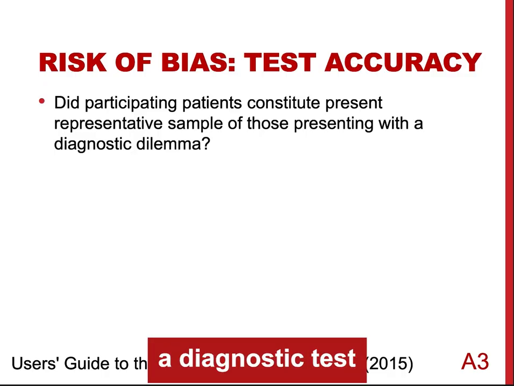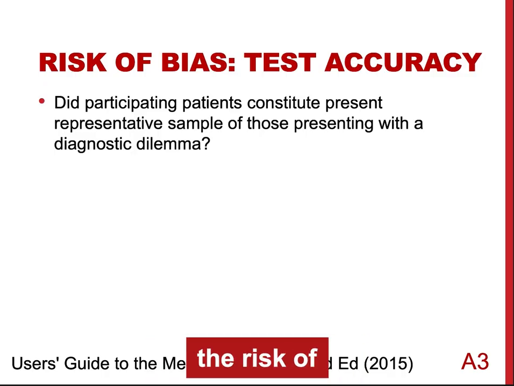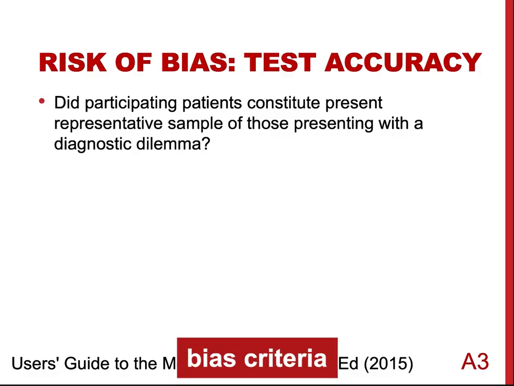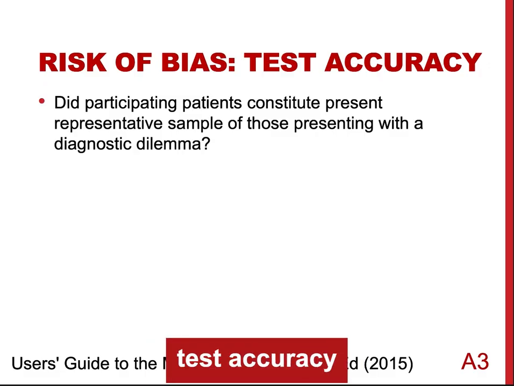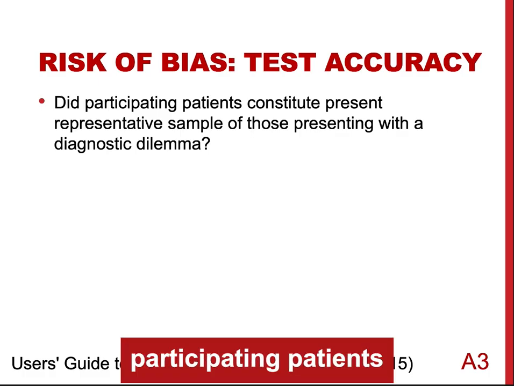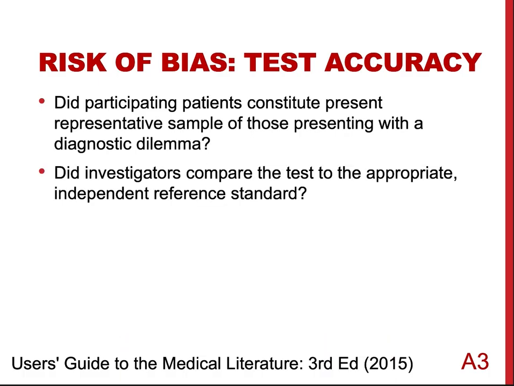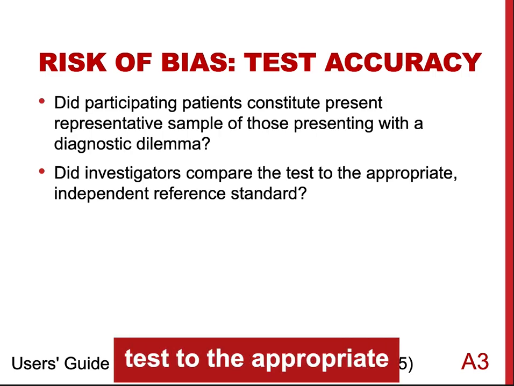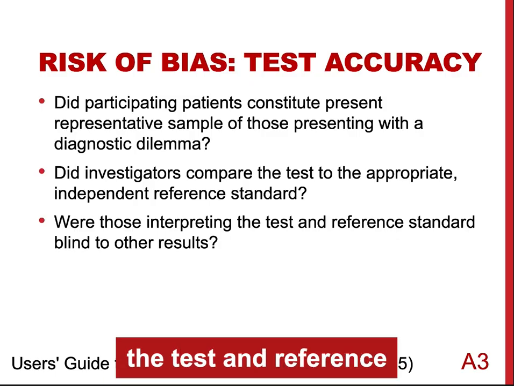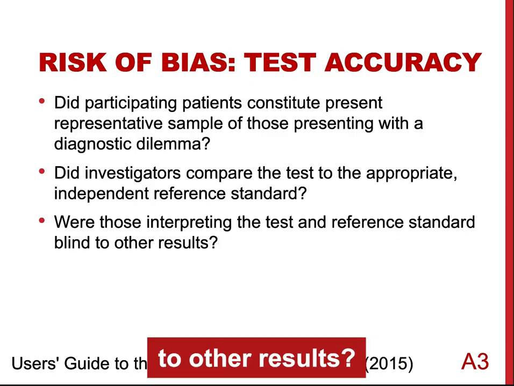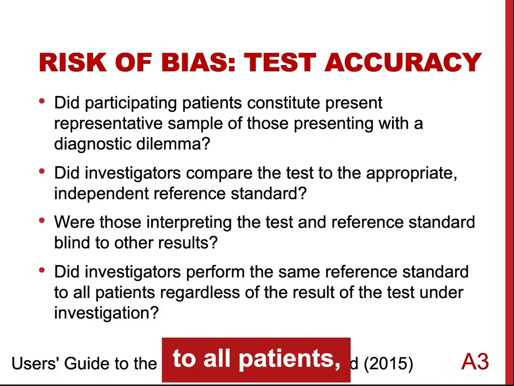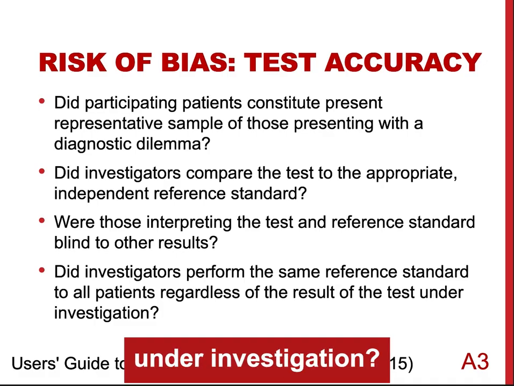When designing a diagnostic test accuracy study, it is important to think about the risk of bias criteria that will be used to assess it. The risk of bias criteria for a study of diagnostic test accuracy from the user's guide to the medical literature include: did participating patients present a diagnostic dilemma? Did investigators compare the test to the appropriate independent reference standard? Were those interpreting the test and reference standard blinded to other results? And did investigators perform the same reference standard to all patients regardless of the results of the test under investigation?